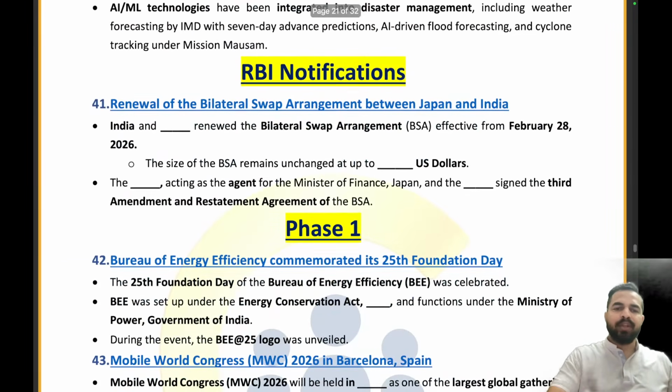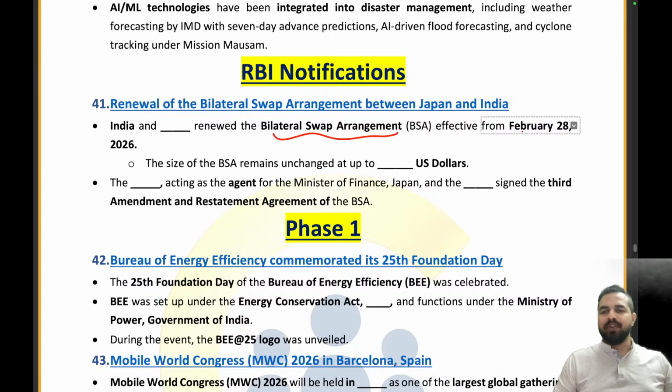Please try to answer this question. India and dash have signed a renewed bilateral swap arrangement effective from February 28, 2026. What is it? Japan. And what is the amount? 75 billion US dollars. Absolutely right.